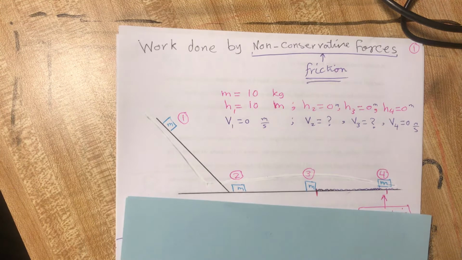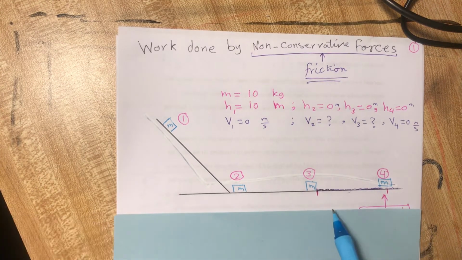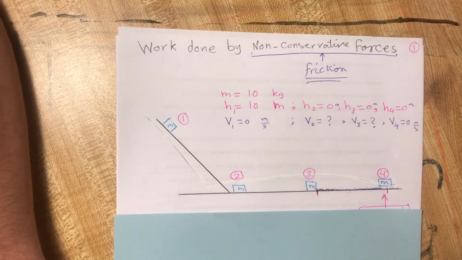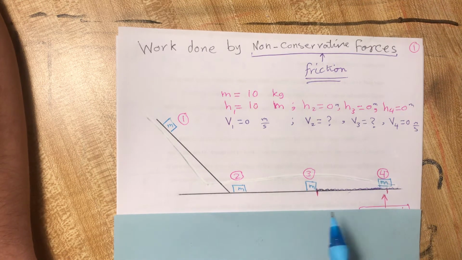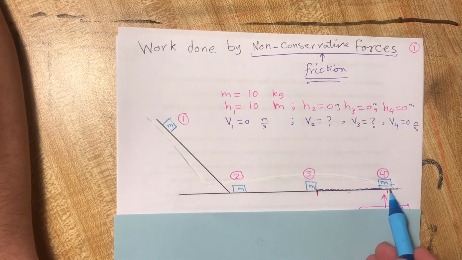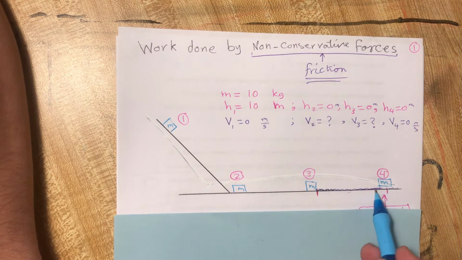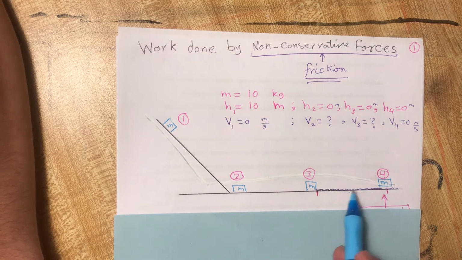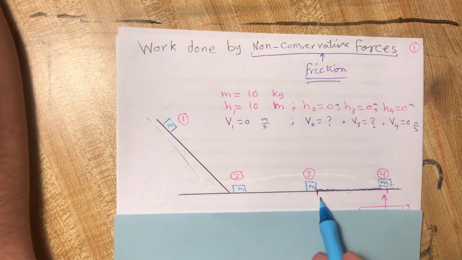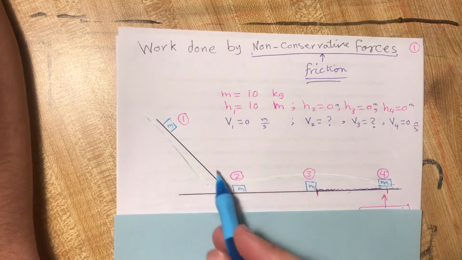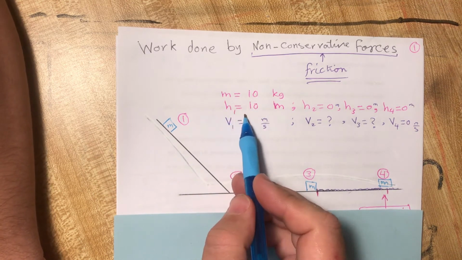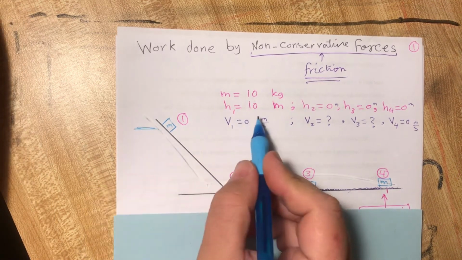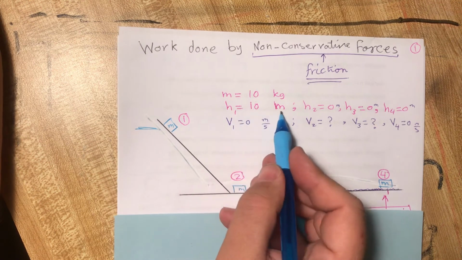if we have an incline level and a horizontal level, we have a mass block on this level at point 1, at point 2, at point 3, at point 4. From point 3 to point 4, there is a friction on that surface. It is not smooth as the previous level from 1 to 3. The mass is 10 kilograms. The altitude or the height at point number 1 is 10 meters.